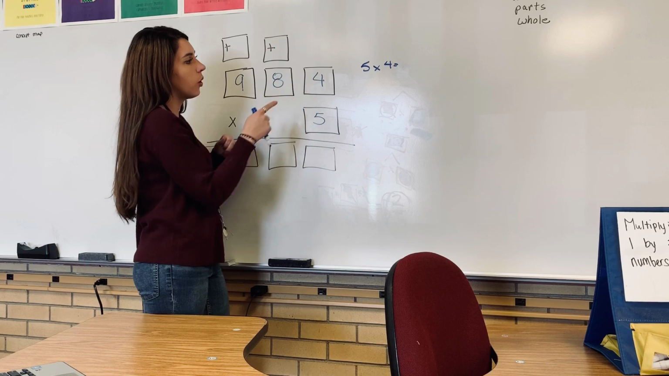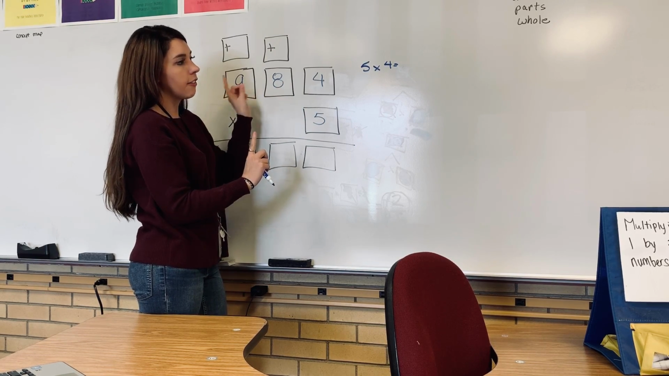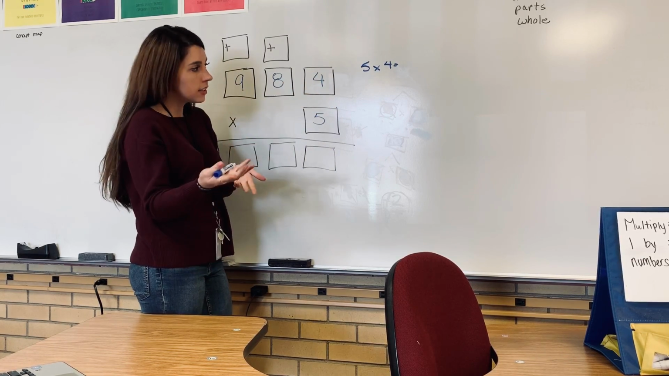So I do 5 times 4. You can use your multiplication chart. Remember, by finding the 5 at the top and the 4 on the side, bringing your fingers together, you will land at 20.